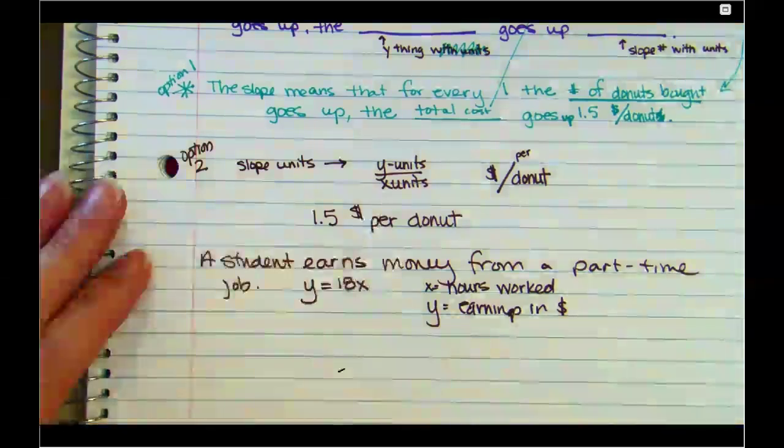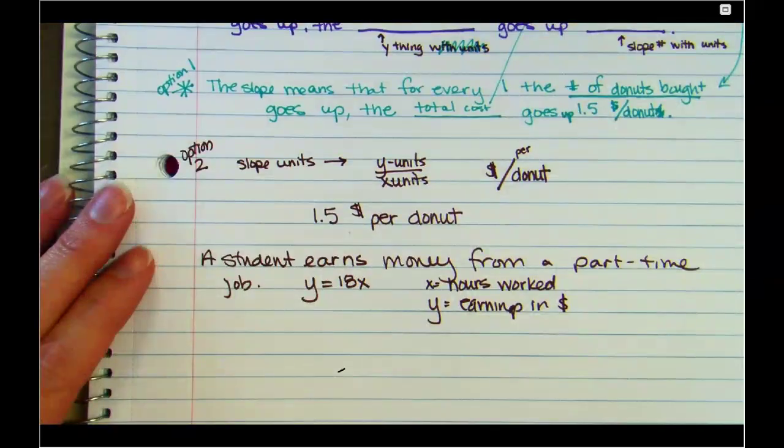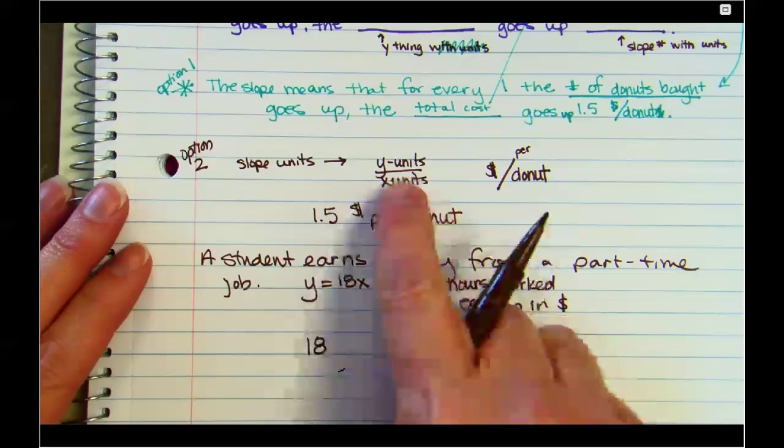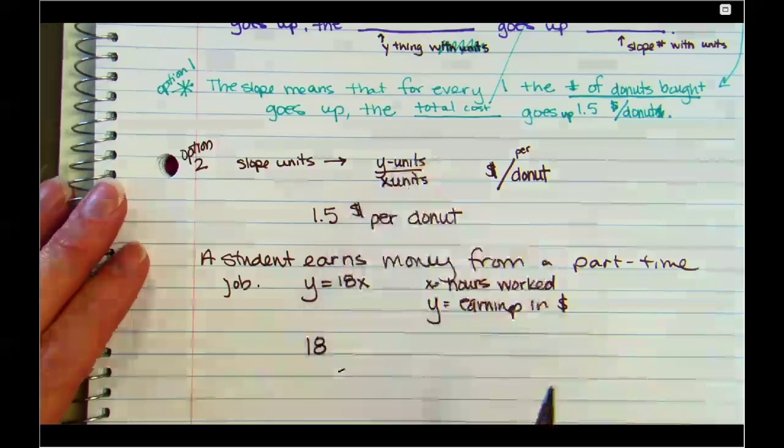Okay, so first of all, what is the slope? 18. Slope is 18. Okay. Now let's talk about the slope units. What are the units for y?